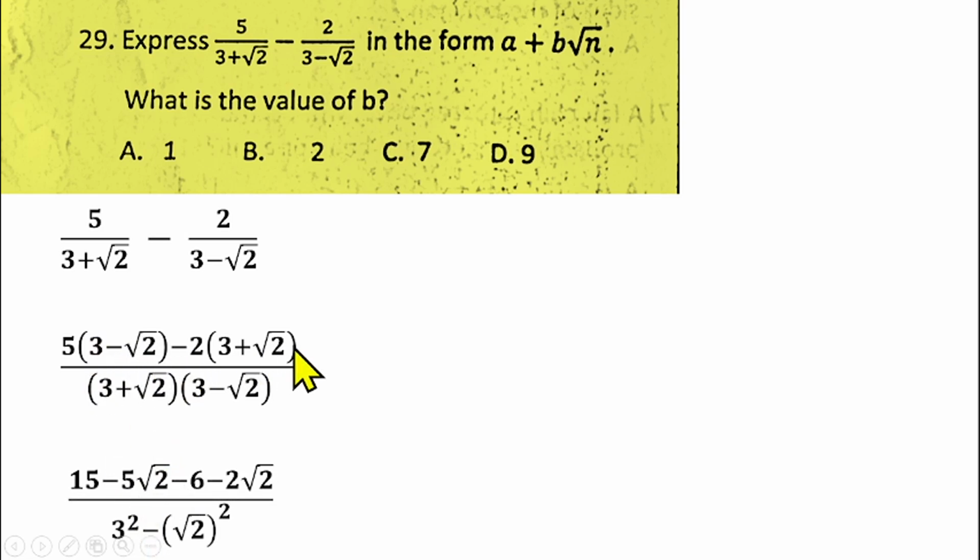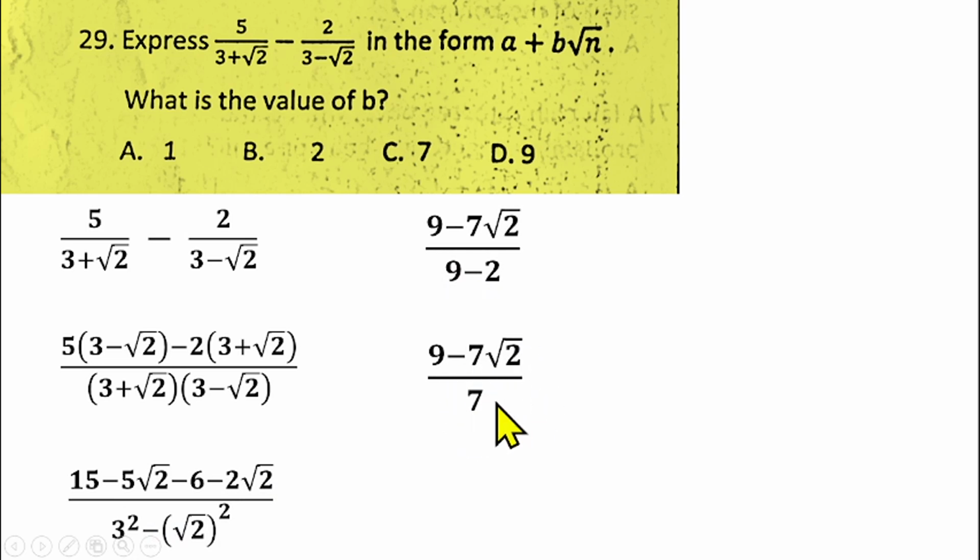Then minus 2, also open the bracket. You have minus 6 minus 2 surd 2. Then over, you apply the difference of 2 squares here to do the expansion, or you can expand normally. If you collect like terms here, you'll have 15 minus 6, that gives us 9. Then minus 5 surd 2 minus 2 surd 2, that gives us minus 7 surd 2, over 9 minus 2. So that will give us 9 minus 7 surd 2 over 7.